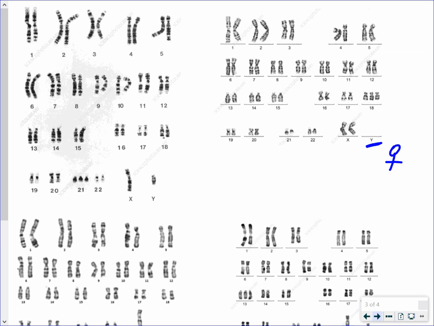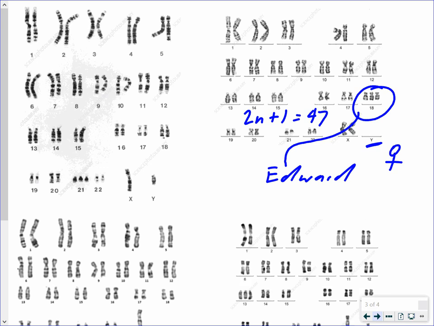Count up all of the chromosomes, and once again, we can see that this is a 2n plus 1, or 47 chromosomes, and here it is the 18th. So this is a trisomy 18, and this one here is also referred to as Edward syndrome. Unlike individuals that have Down syndrome, those that are born with Edward syndrome do not survive. They would typically only survive for a few weeks after being born.